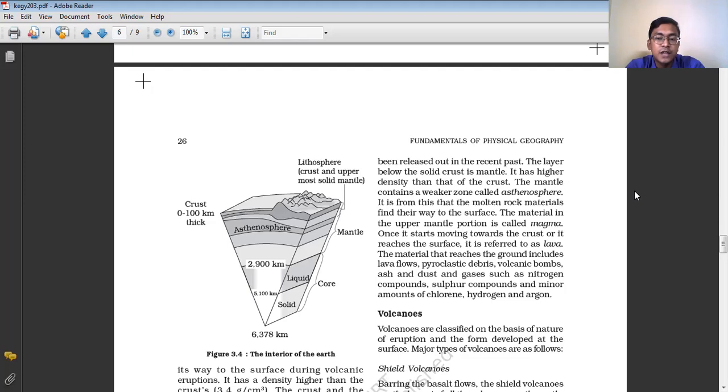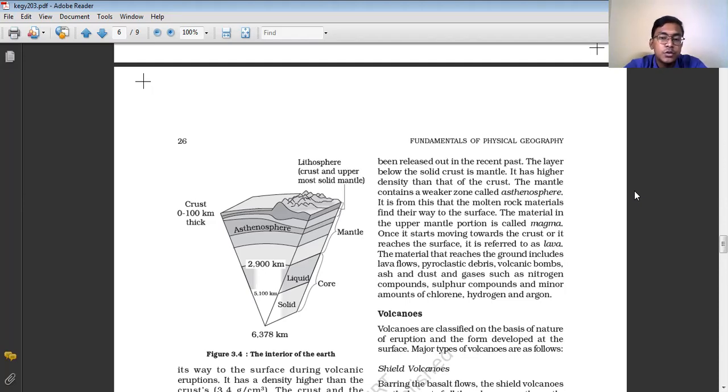Once it starts moving towards the crust or reaches the surface, it is referred to as the lava. So this molten material is known as the magma when it is in the asthenosphere, but once it starts moving upwards towards the crust or the surface, it is known as the lava.